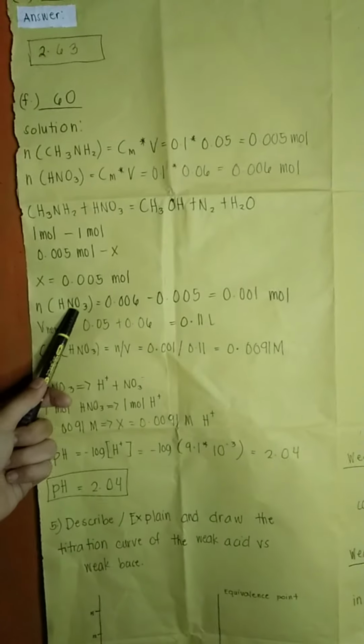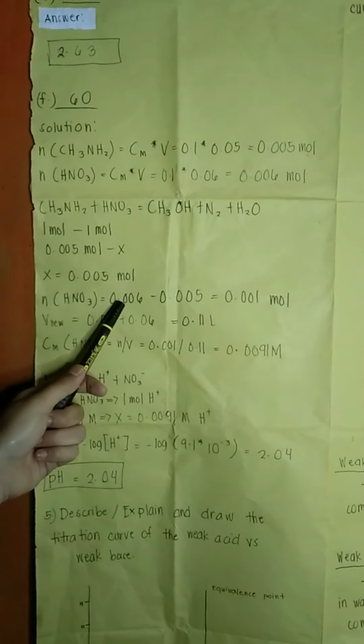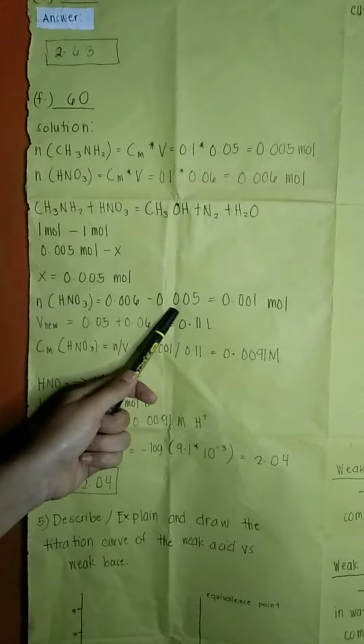n of HNO3 or nitric acid equals 0.006 minus 0.005. We can get 0.001 mole. V total equals 0.05 plus 0.06. If we add this, we can get 0.11 liter. Cm of HNO3 or nitric acid equals n divided by V equals 0.001 divided by 0.11. We can get the answer of 0.0091 molarity.